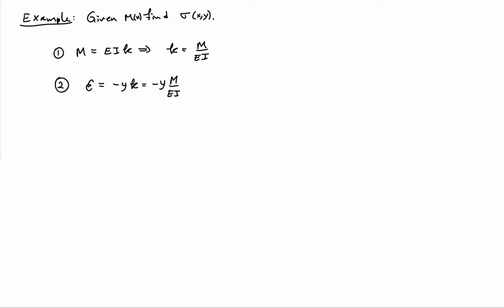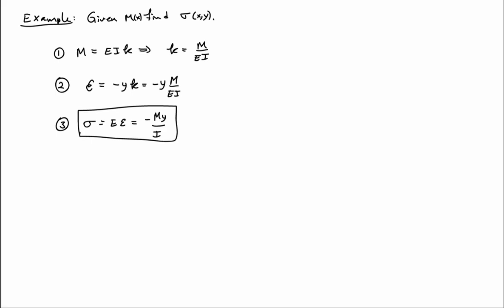I can now compute the strains, the bending strains, they're minus y kappa, so in this case it's minus y M over EI. And now I can multiply by the modulus, and I can actually get the bending stresses. So multiplying by the modulus, sigma is equal to E epsilon. If I multiply it through by E, I end up with minus My over I. So I get this linear variation of the stresses on the cross-section as a function of y, and the variation in the x direction is handled through M as a function of x.